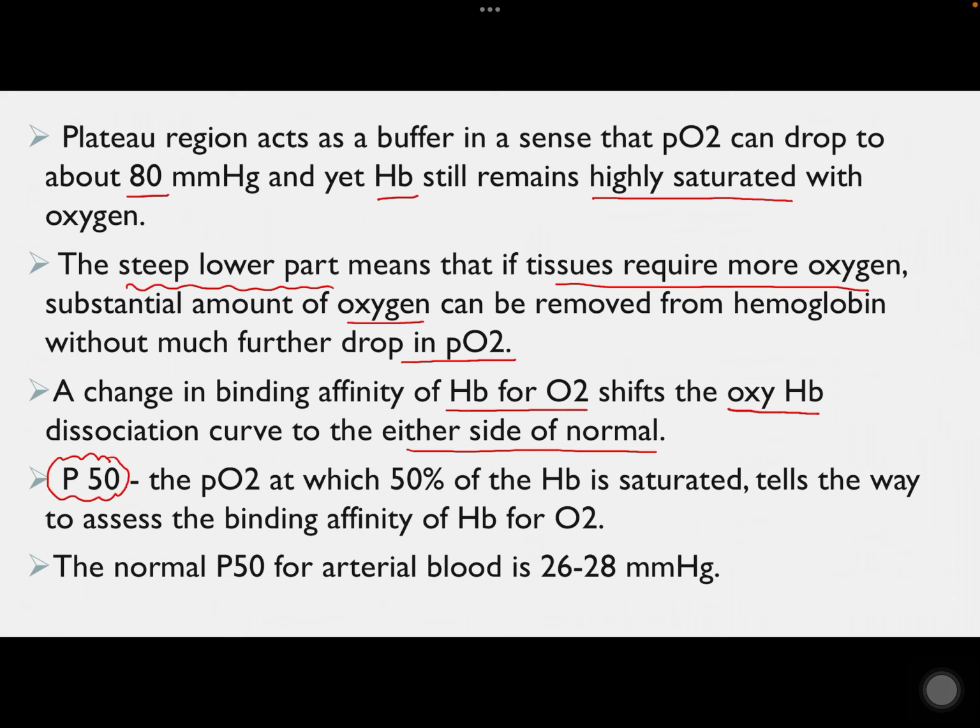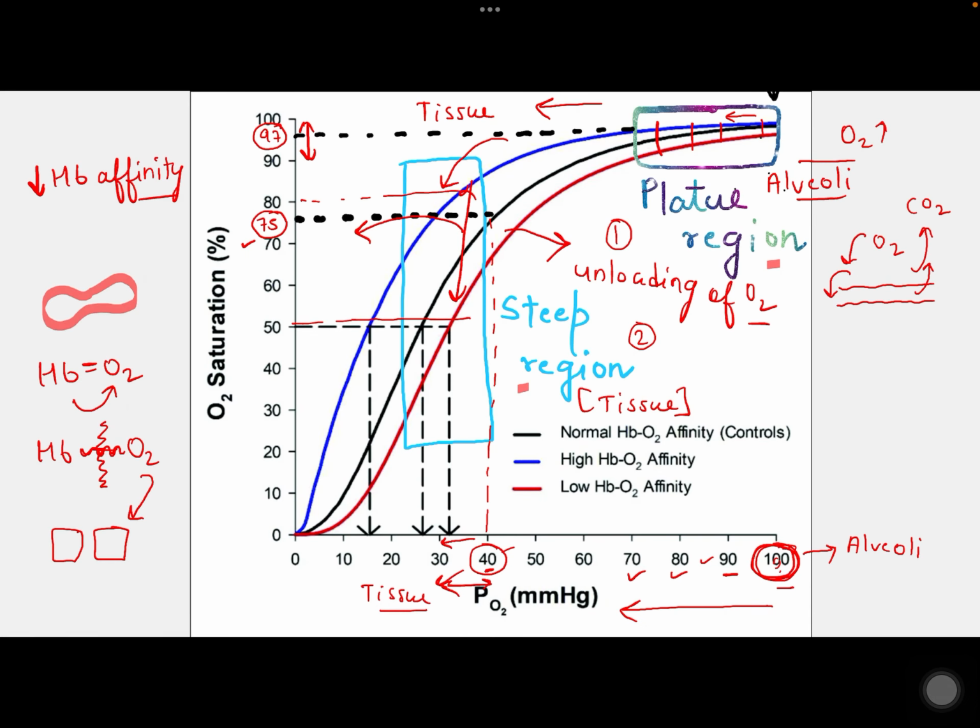So P50 is that particular point where the partial pressure of oxygen is at which 50% of the hemoglobin is saturated, right? So it is telling us a way to assess the binding affinity of hemoglobin for oxygen, right? So normal P50, for arterial blood, is around 26 to 28 millimeters of mercury, which you can see over here.